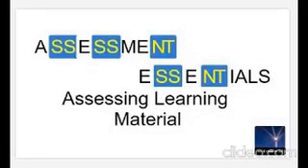Assessors must be able to assess learning material. This lesson provides guidance to assessors about assessing learning material and adapting to different types of learners and learning environment.